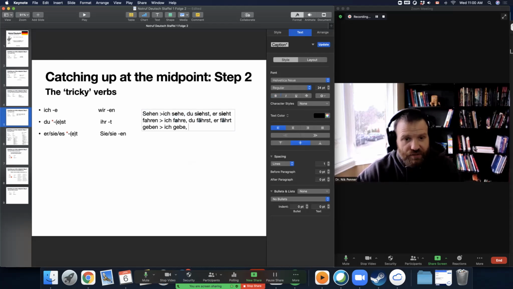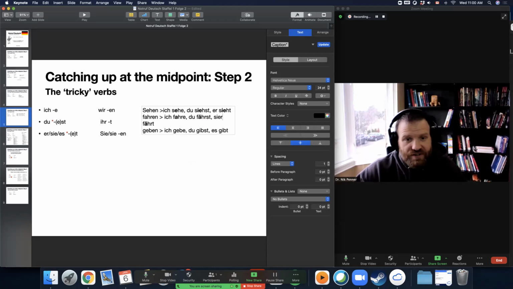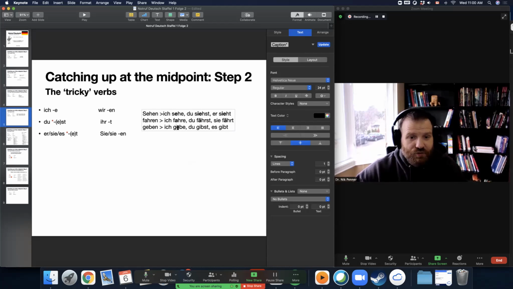Ich fahre, du fährst, er fährt. Geben, ich gebe, du gibst, er, or you know the phrase as gibt, just to diversify this a little bit. Sie fährt, es gibt. So, ich gebe, we started with an A, now I have the I. Ich gebe, du gibst, er gibt.